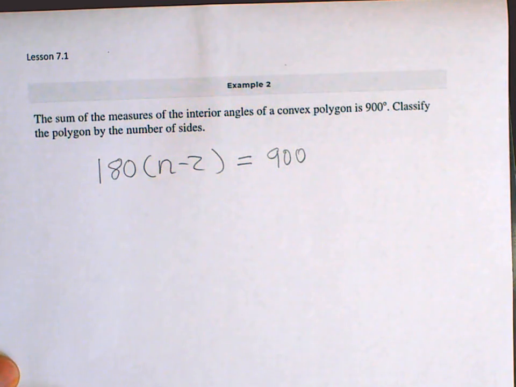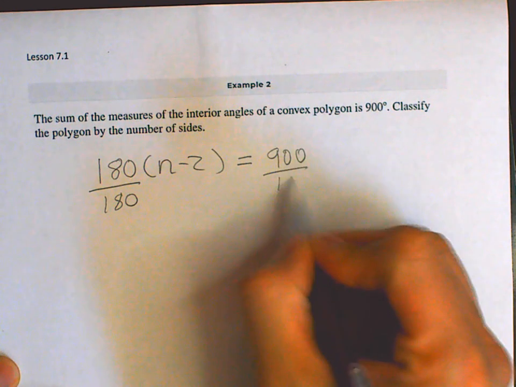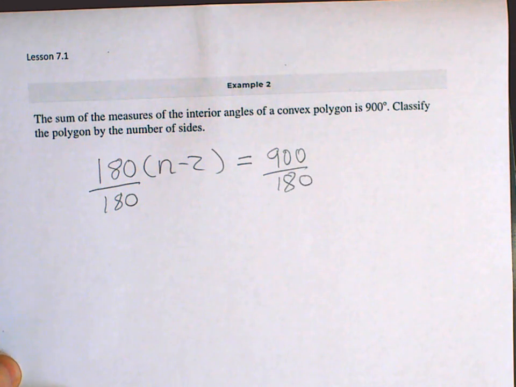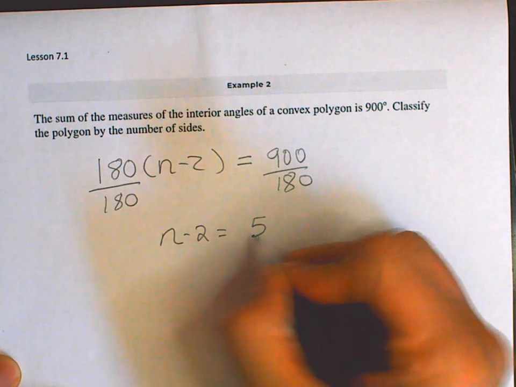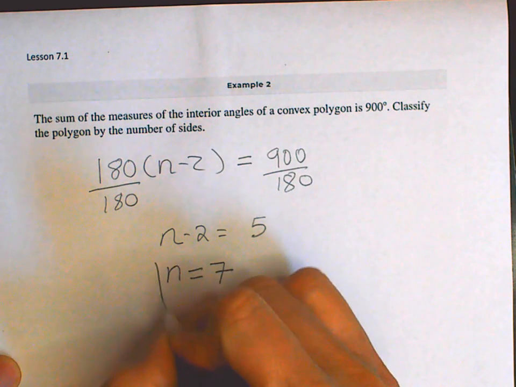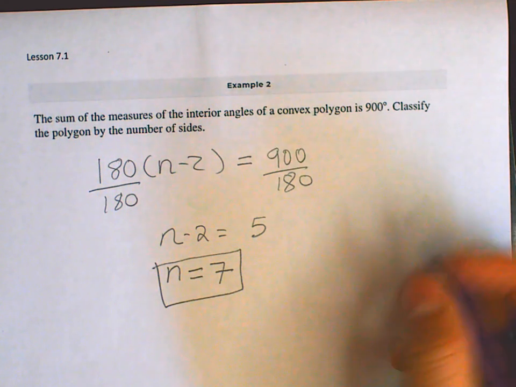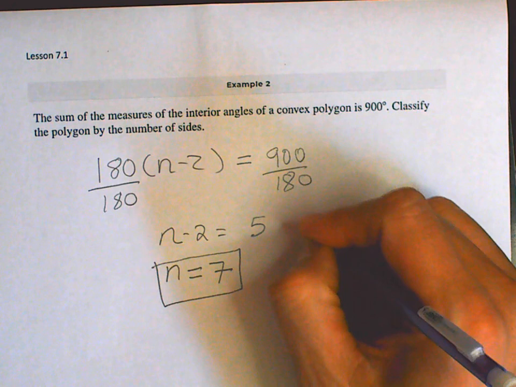So I could do this 2 different ways. I could distribute and solve this as a 2-step equation, or I can simply get rid of the 180 by dividing it, and I get 900 divided by 180, which is 5. So n minus 2 is equal to 5. So we're going to add 2 to both sides, and you get n equals 7. So this polygon has 7 sides. And a polygon that has 7 sides is called a heptagon.